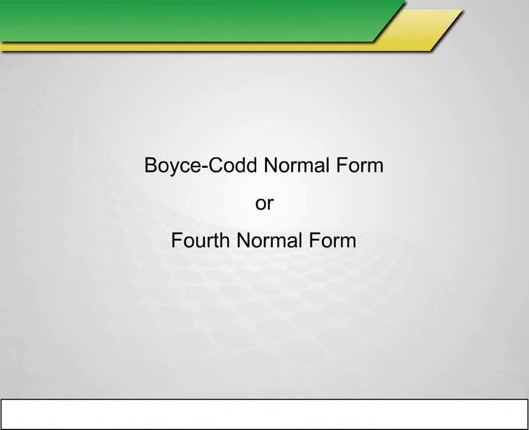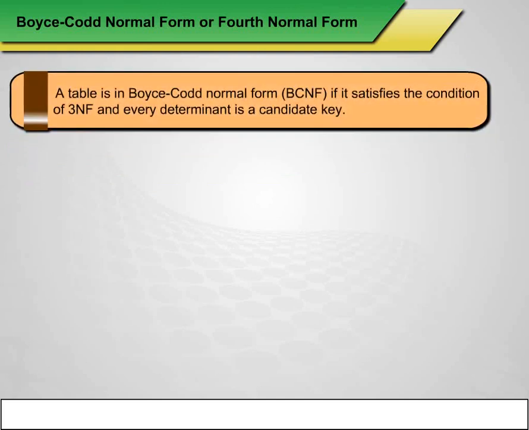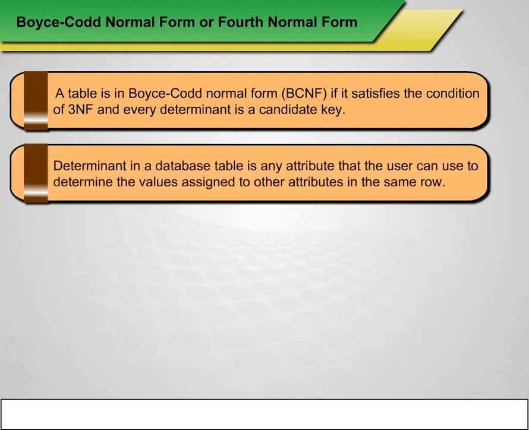Boyce-Codd normal form, or fourth normal form. A table is in Boyce-Codd normal form, BCNF, if it satisfies the condition of 3NF and every determinant is a candidate key. A determinant in a database table is any attribute that the user can use to determine the values assigned to other attributes in the same row.